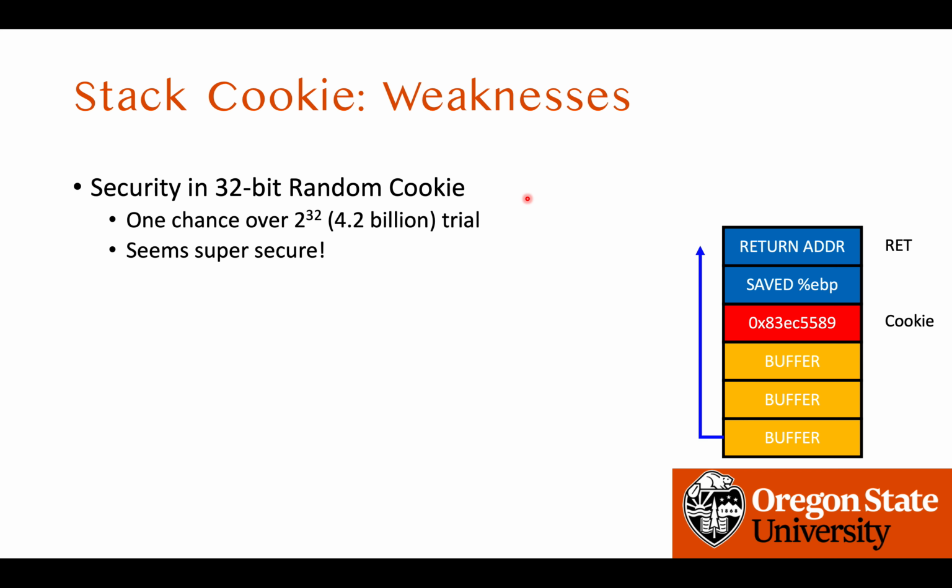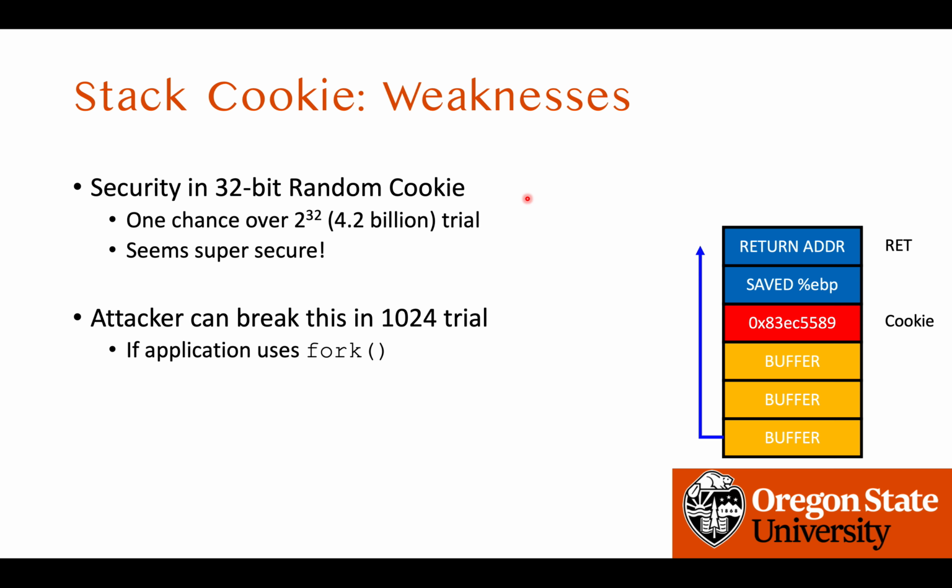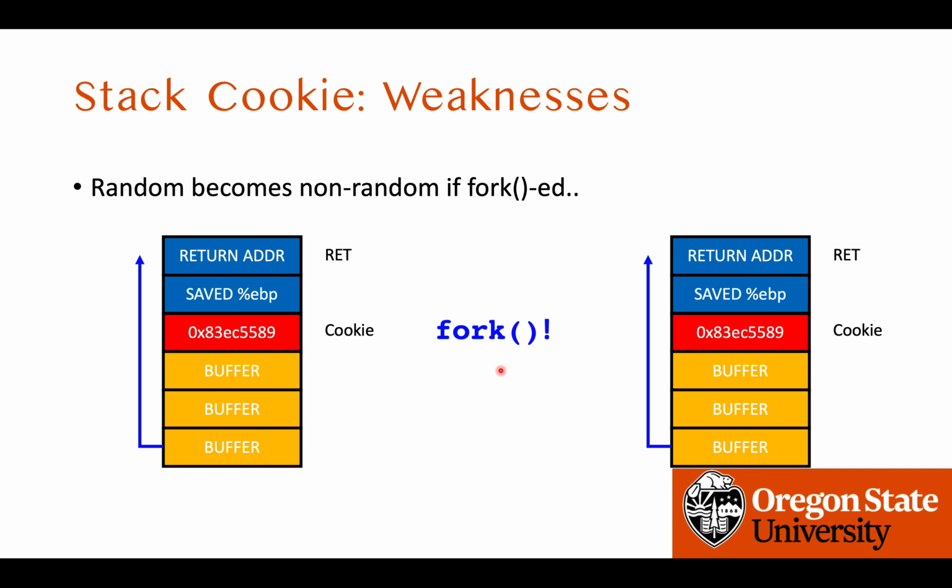And moreover, you can break this 32-bit stack cookie with only 1024 trials in some special case. That is, if the program uses fork for serving multiple clients. From 4 billion to 1024, it's surprising, right? The reason behind this is that when we use fork, the random cookie value will stay the same on the stack.